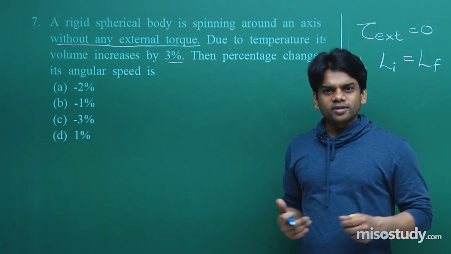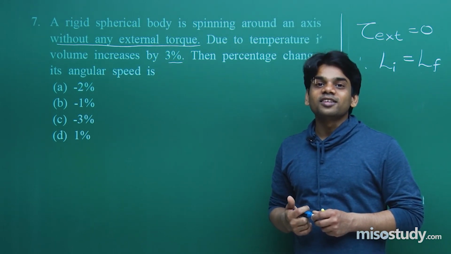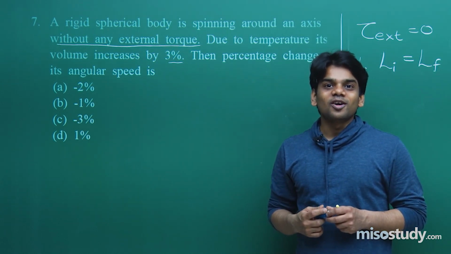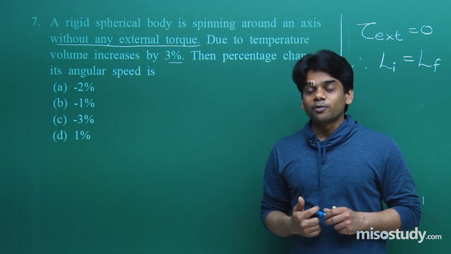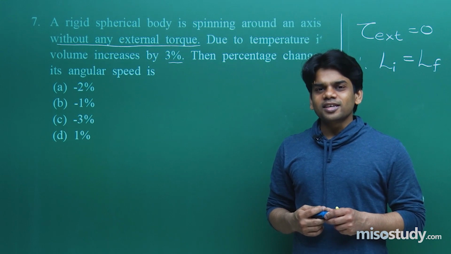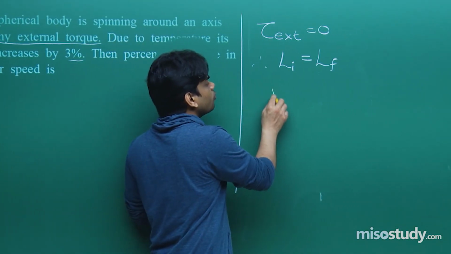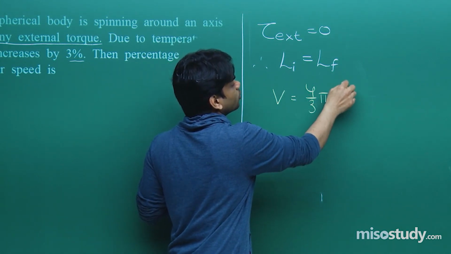If volume increases by 3%, can we find out by what percentage the radius of the body will change? Because we know that the moment of inertia of a solid sphere is 2/5 mr². So we'll be using that. But before that, let's find out the change in its radius. Here, first of all, volume is given as 4/3 πr³.